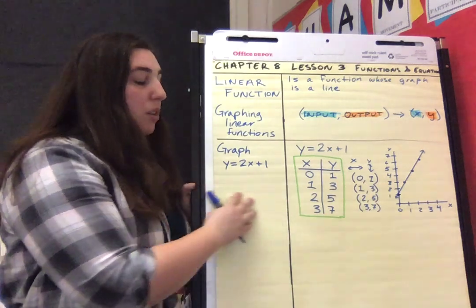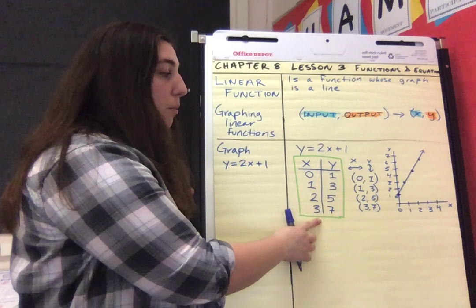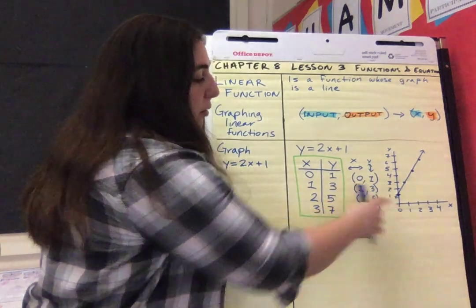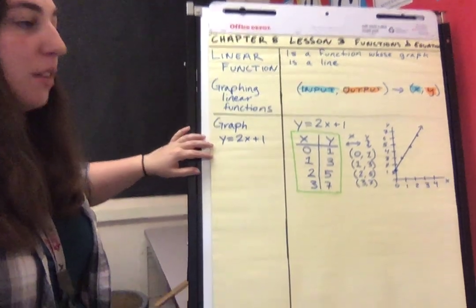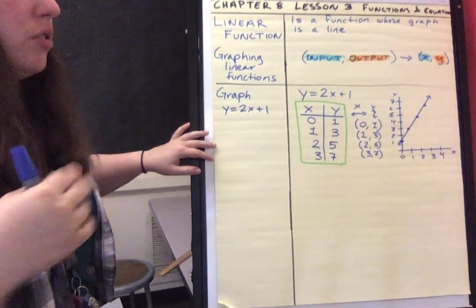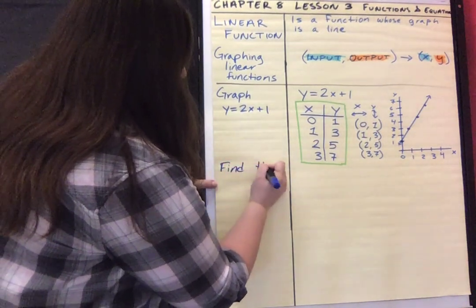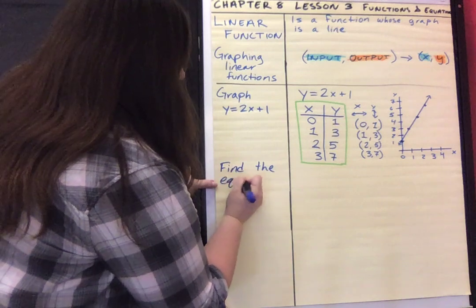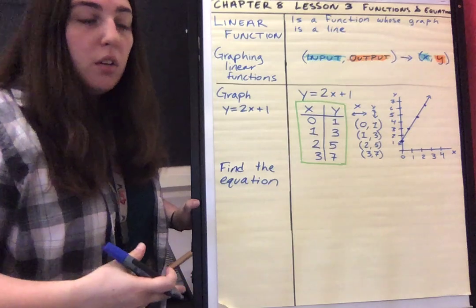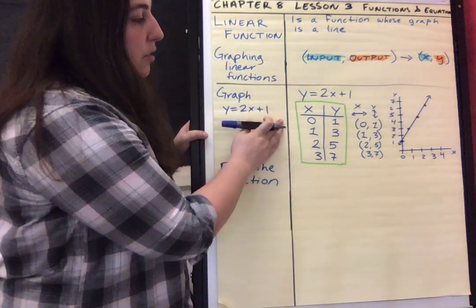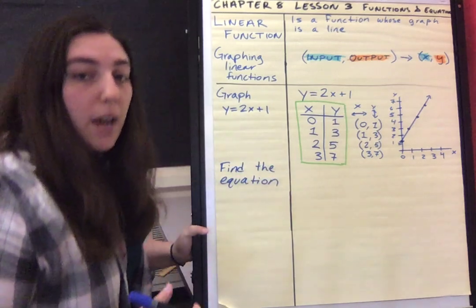So the first thing you have to do in graphing is to create a table. From the table, you're going to get your ordered pairs, and then from the ordered pairs, you're going to plot your points on the graph, okay? The next thing we're going to do, and this is the last thing, you're going to find the equation from a table. So here we were given the equation and we had a graph.